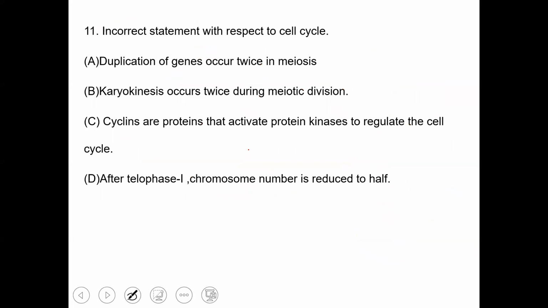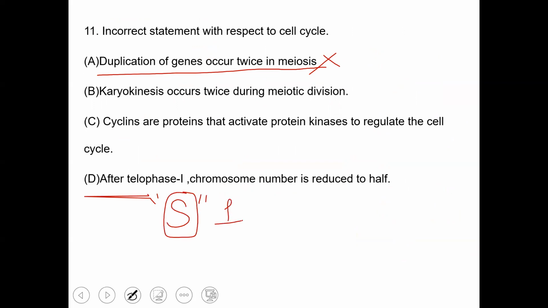So coming to the next question, the incorrect statement with respect to the cell cycle. So which is the incorrect statement? Duplication of genes occurs twice in meiosis. No, there is no such duplication of genes twice, because duplication is nothing but the synthesis phase. So the synthesis phase will take place only once. There will be duplication only once. So henceforth, the first option is the incorrect statement.